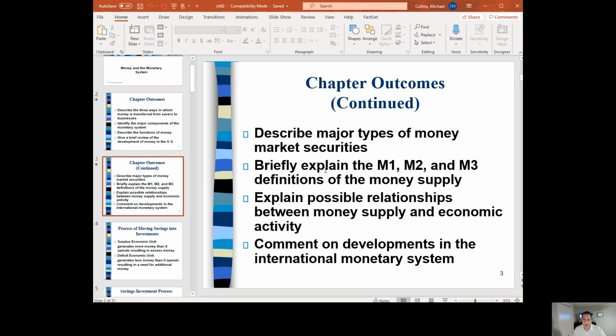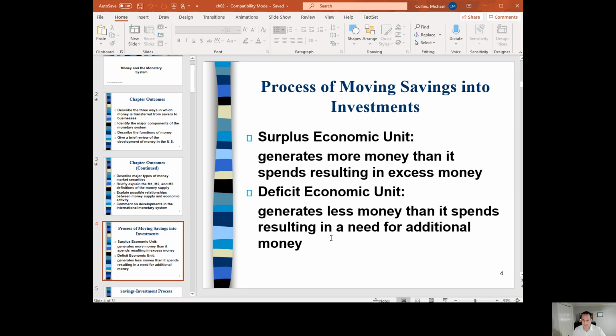We already talked about that. That's why it was pretty easy. Money market securities are like cash. There's different levels of money. Like money in your savings account is different than money in your checking account normally. And that kind of touches on M1, M2, and M3. Explain the possible relationship between money supply and economic activity, and then comment on developments in international monetary systems.